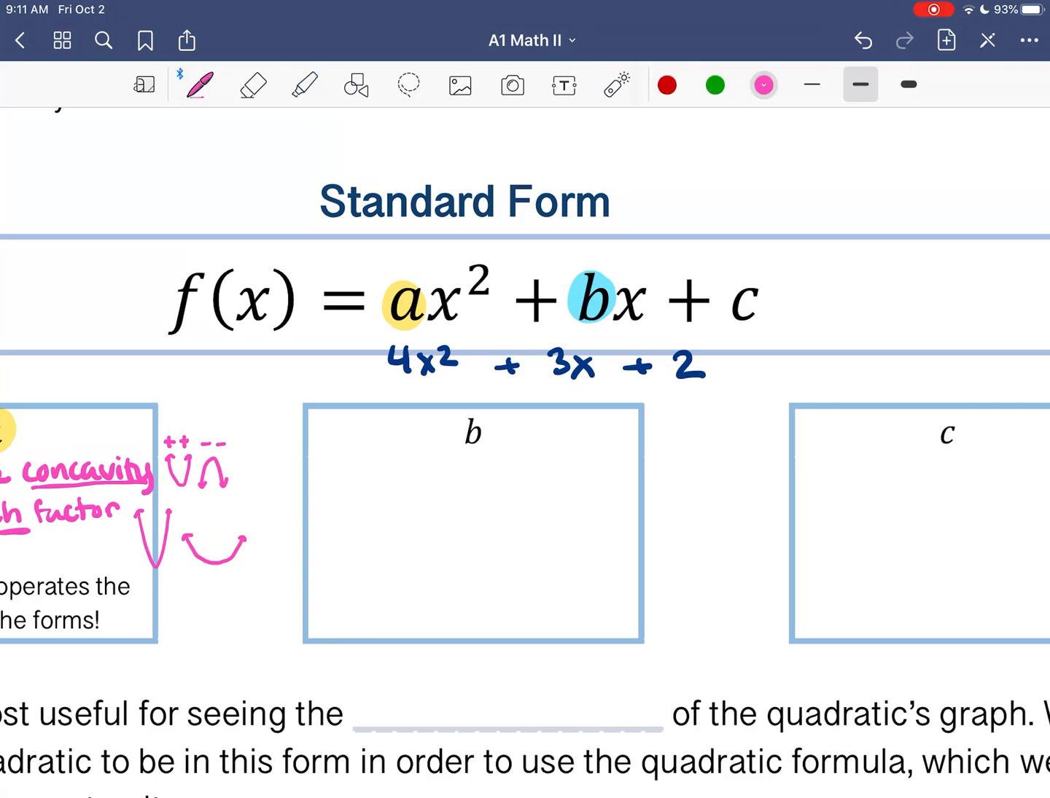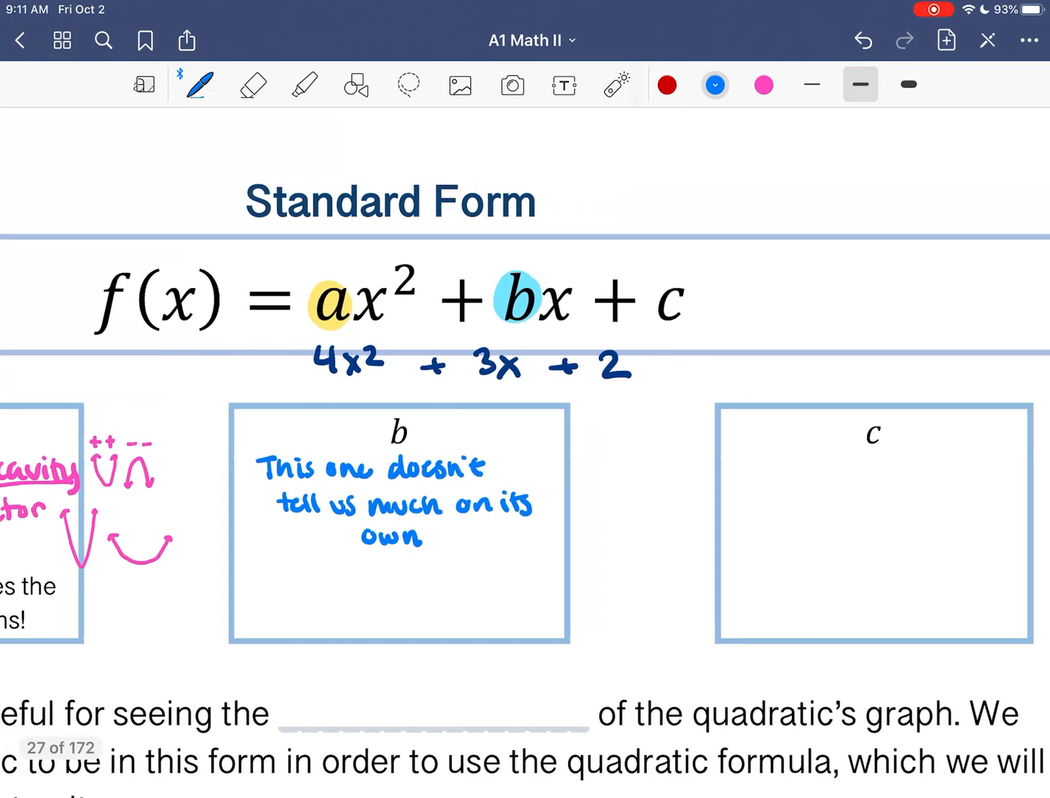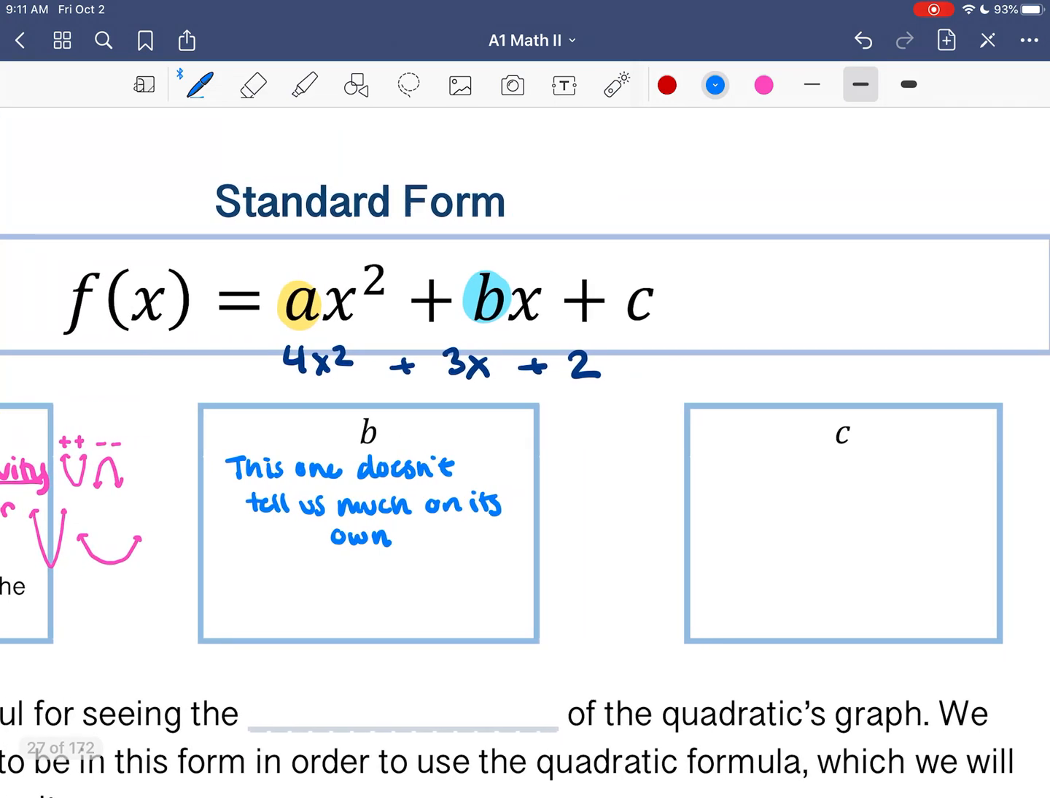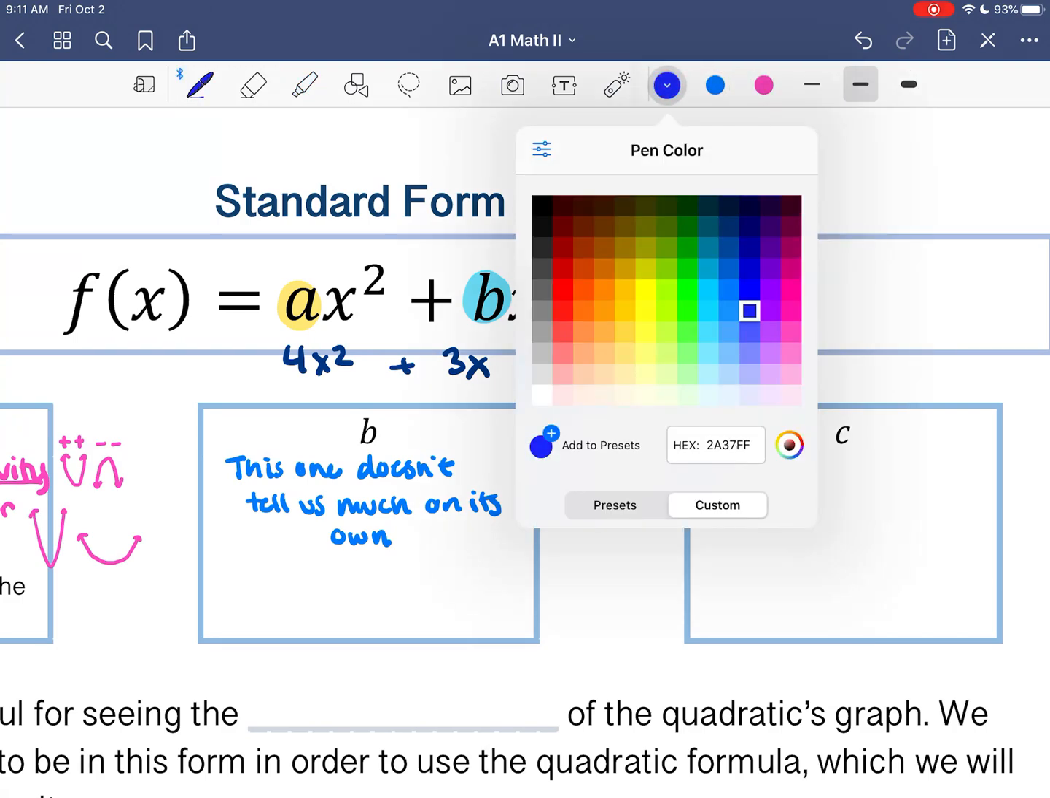The b value, in this form, doesn't do a lot alone. It doesn't tell us much on its own. You will use the b value in equations, and we'll talk about that in a second, but the b value by itself isn't super informative.